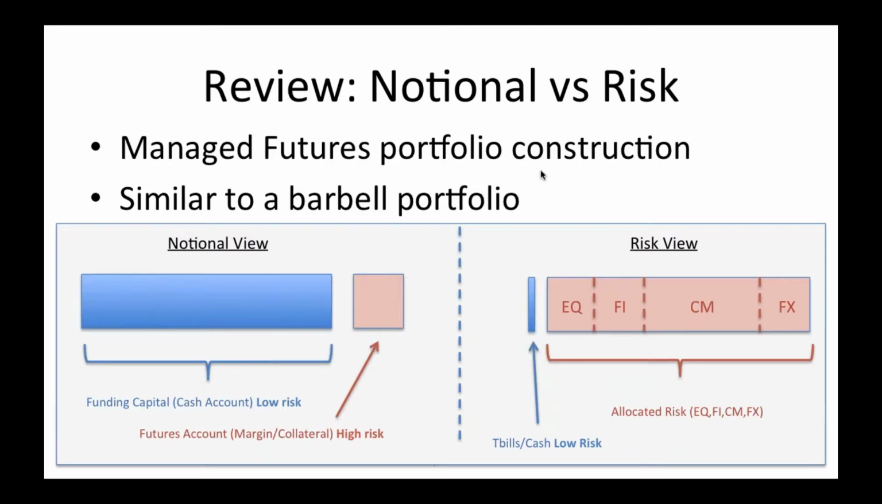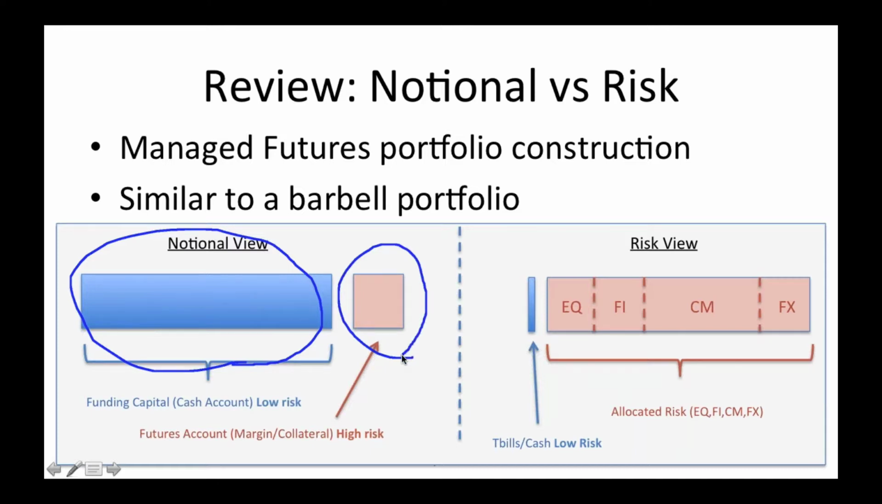We can think about a managed futures portfolio as being similar to a barbell portfolio. I'll show the pen here. On the left, you see that most of your cash is allocated into a funding cash account in T-bills and cash, which is very low risk, whereas the rest of your portfolio is in a futures account, which is collateralizing futures contracts. These are extremely high risk. So you have this barbell portfolio in cash terms, where much of your risk is associated with a very small portion of the portfolio, whereas the rest of your portfolio is very low risk.